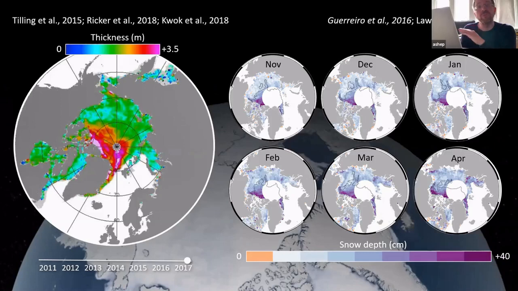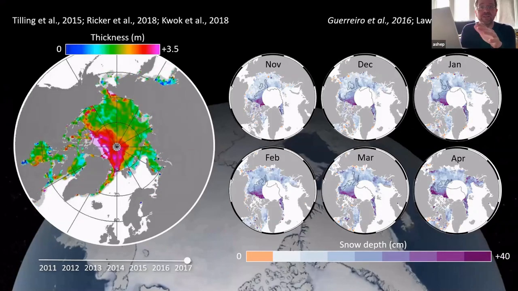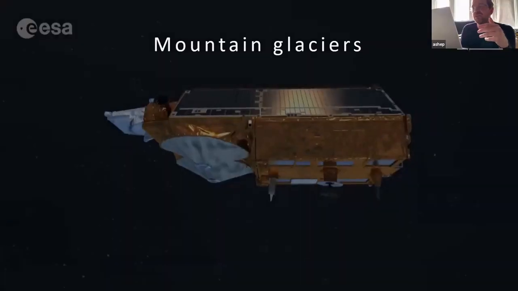So if you want a job in the future, take a look at Antarctic sea ice, because that's the last frontier really for Earth observation. It's a real challenge because it snows a lot down there.